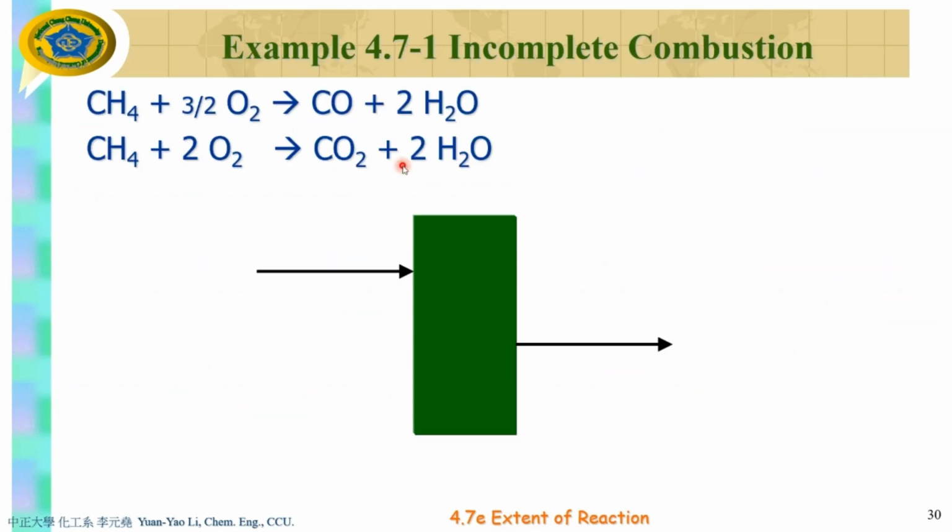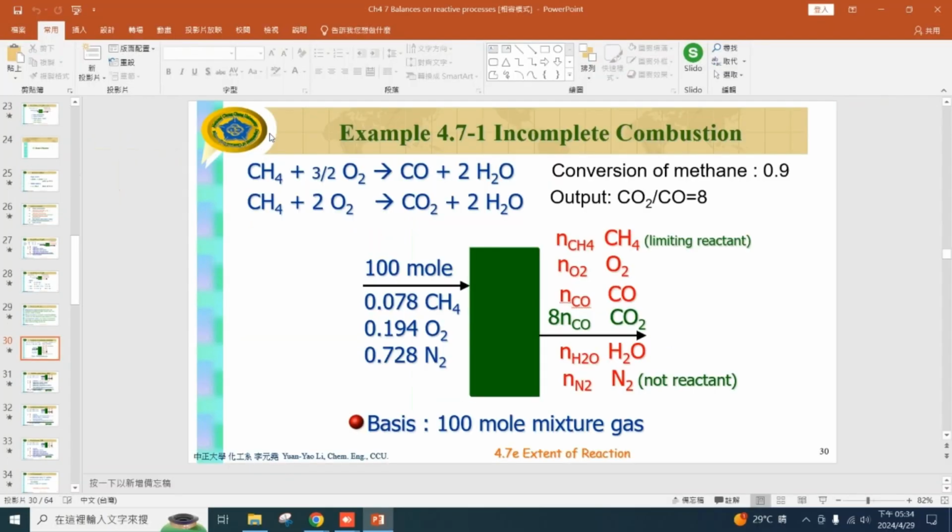Okay, so on Wednesday we will start to introduce an example which involves 2 chemical reactions, and we use the 3 methods: atomic species balance, molecular species balance, and extent of reaction to solve this problem and get the answer for this example. Okay, so that's it for today, and I hope you enjoyed the lecture today.